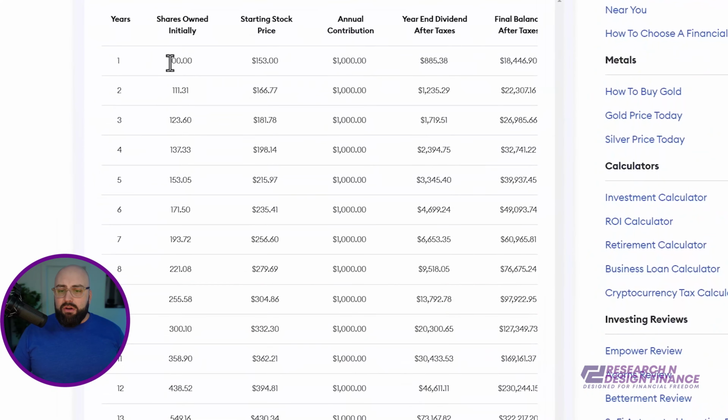So my first year, I own 100 shares. My stock price is 153. Year-end dividend after taxes is 885, and my final balance ends up being 18,446. Now, again, because I'm doing a dividend reinvestment, that's why this ends up snowballing so fast. I own the original 100.